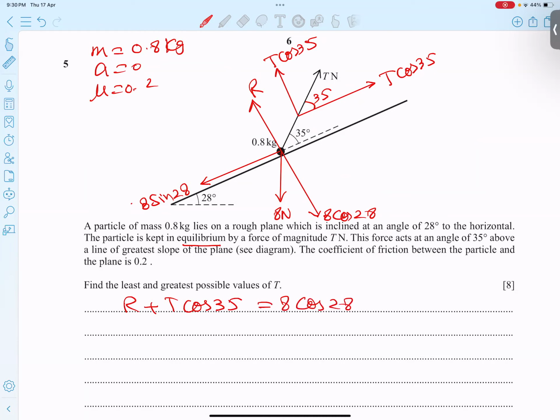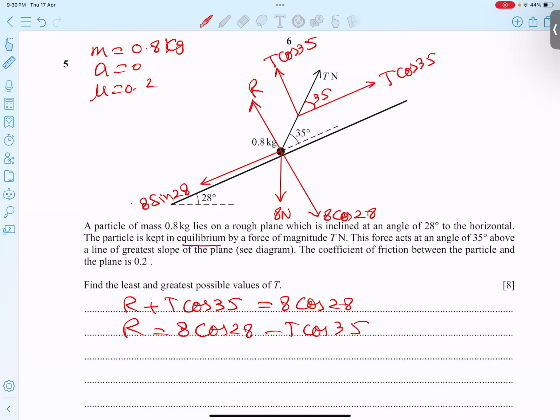So I bring this part on the other end, or I can say here. Yeah, I think so. Okay. Because mu R, F is equal to mu R, the friction force, I can find even. Okay. So I bring this on the other end. So I got it. R is equal to 8 cos 28 minus T cos 35.